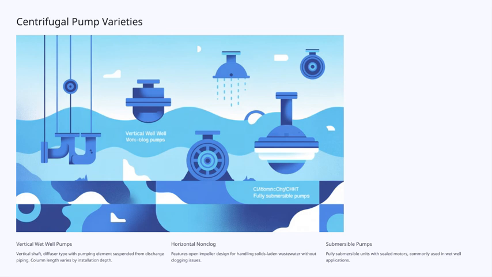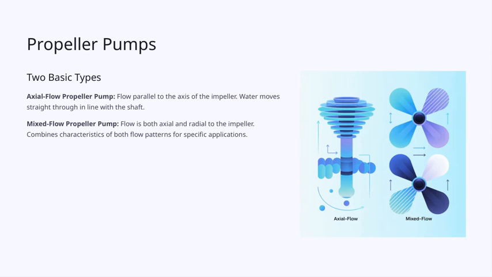Finally, there are submersible pumps. These are fully submerged units with sealed motors, which means they can operate underwater without issues. They're commonly used in wet well applications, where the pump needs to be placed directly in the fluid. Understanding these varieties helps us select the right pump for each specific application, ensuring efficiency and reliability across different wastewater handling scenarios.